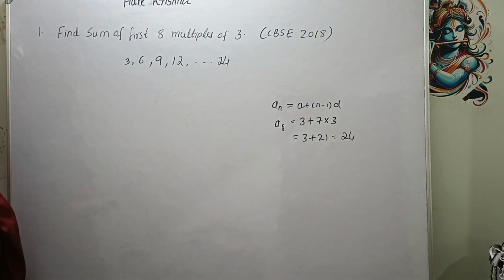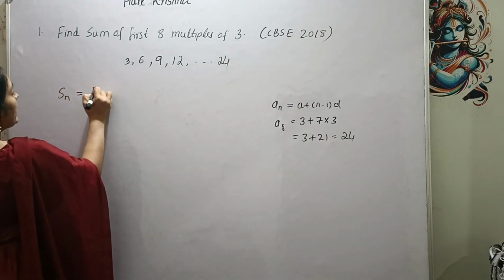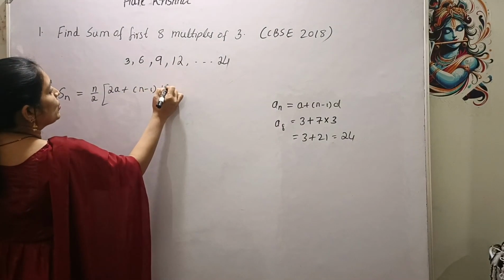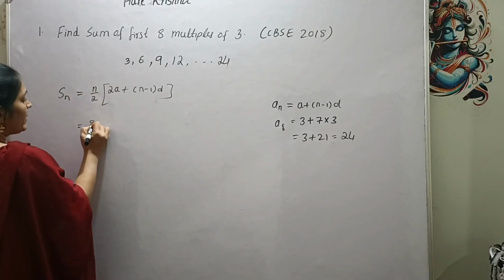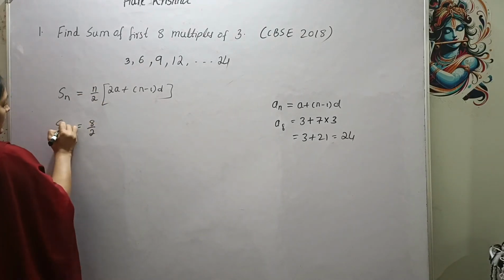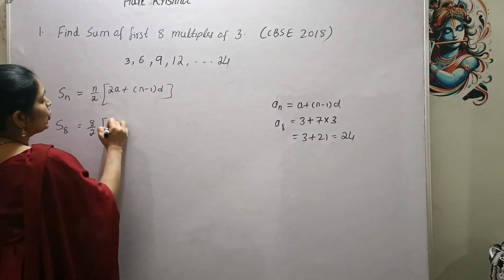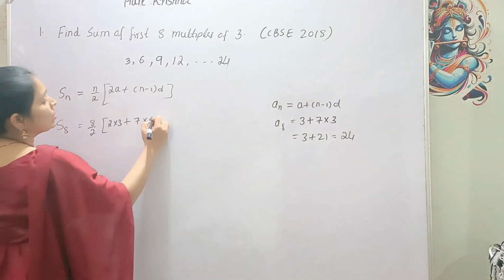Now we have a sequence, that is arithmetic progression. Now we have to find the sum of first 8 multiples of 3. So what is the formula? Sn is equal to n by 2 into 2a plus n minus 1 into d, right? That is equal to, what is n? 8. Right? 8 by 2 into 2a, 2 into 3 plus 8 minus 1, 7 into 3.